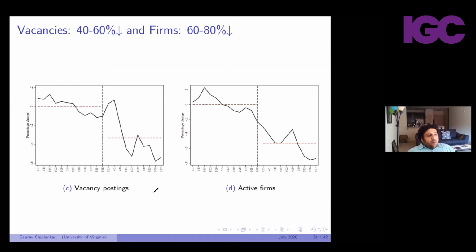Okay, so then what do we find? What you can see is that vacancy postings have gone down by, I think within this 22nd of April, so within a month, about 50% at least. And this is data until the end of May. We're trying to get data for June, but they still haven't given us the data on June.